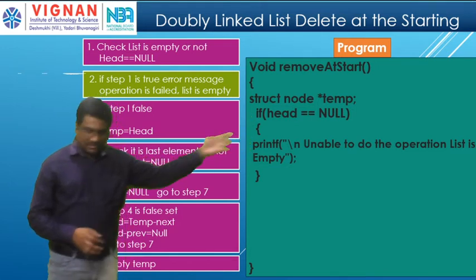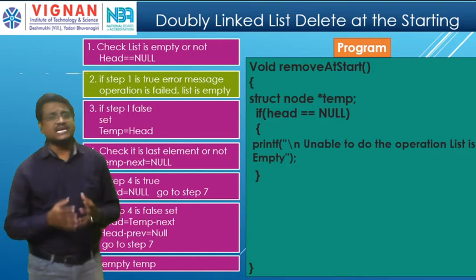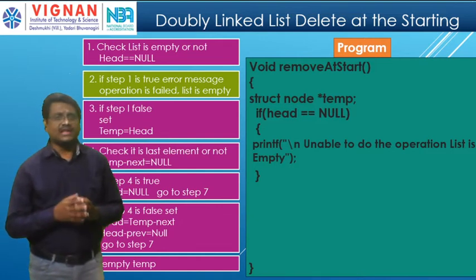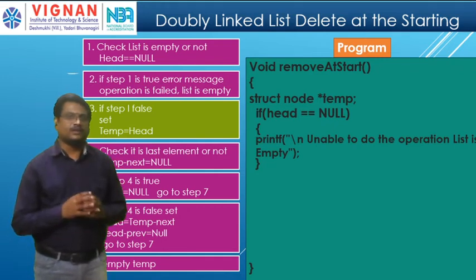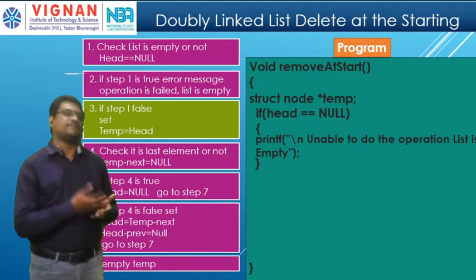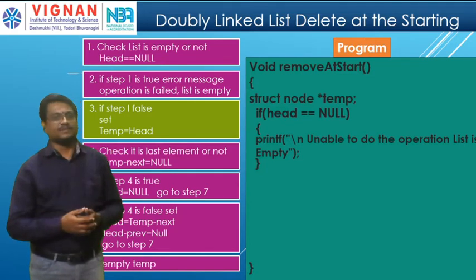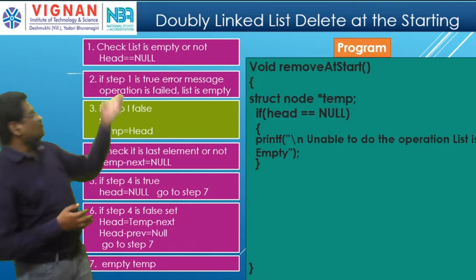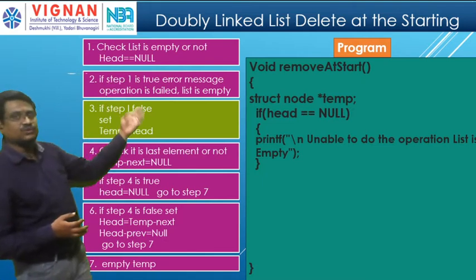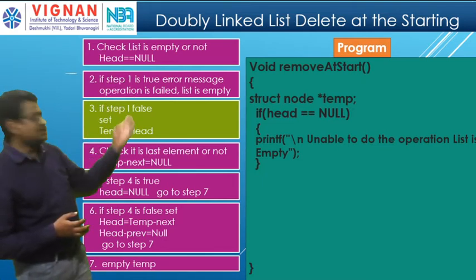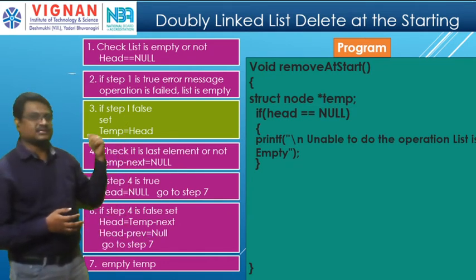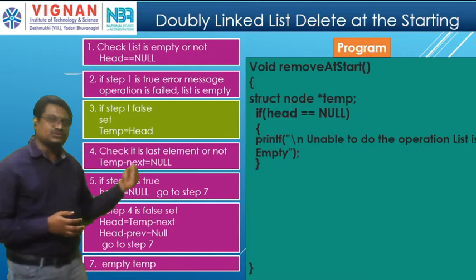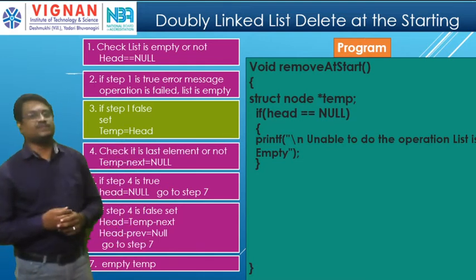Now, if the double linked list contains some values, what will happen? Then I will go to step 3. What is step 3? Here I am storing the head value into a temporary variable for further purpose. See, 1 is for checking, and if 2 is executed, then from 3 onwards it should be false. If 1 is false, then 2, 3, 4, 5, 6, 7 should be executed.